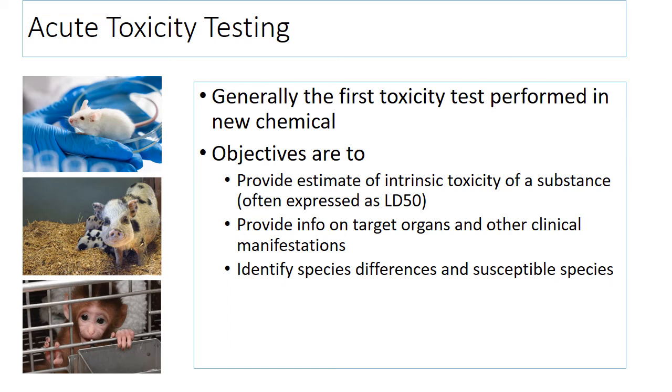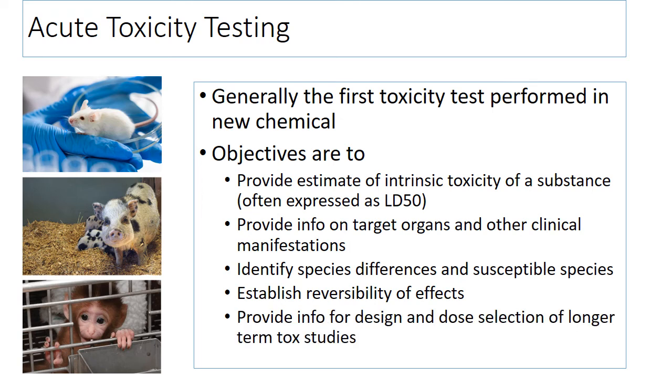So they also provide information on the target organs. Remember, we mentioned that most compounds have organs which they specifically target, as well as clinical manifestations. And it's also important to identify any species differences, susceptible species, as well as to establish reversibility. We talked about the issue of reversibility. You want to basically stay away from compounds which have toxicological effects which are irreversible, so these acute toxicity studies would be able to assist you. And they provide information for design and dose selection for longer term toxicological studies.